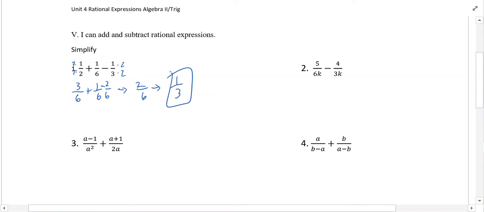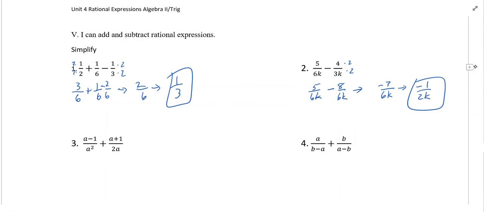All right, for number 2 here, again, we need a common denominator. So between 6k and 3k, the common denominator would be 6k. So I need to multiply the left-hand side, the top and bottom, by 2. So the first fraction I'm going to keep the same. Then I'm going to multiply this, so I have 8 over 6k. And now that they have the common denominator, I can just do the computation straight across in the numerator. So 5 minus 8 gives me a negative 3 over 6k. And then again, I want to make sure it's fully reduced. Negative 3 and 6 can reduce to negative 1 over 2k. So this is my fully simplified answer.